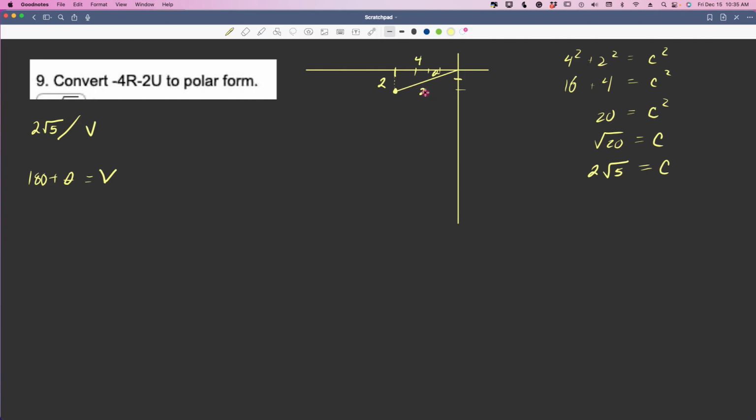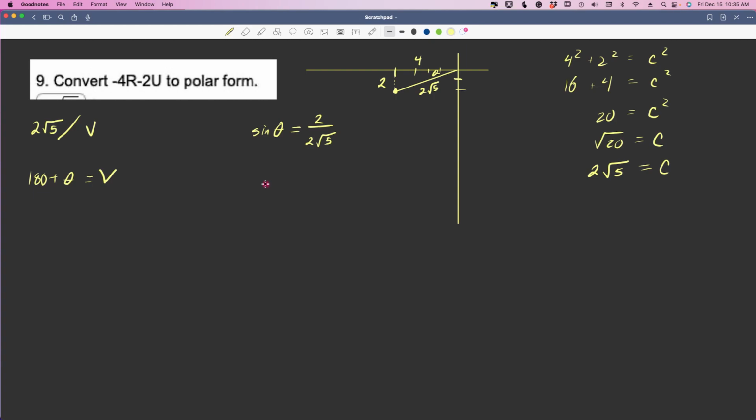So now that we know that this is 2 times the square root of 5, we can put that length in there. And now we can use sine or cosine to find this degree of measure. So I'm going to use sine. Sine is opposite over hypotenuse. So the sine of theta is equal to opposite, which would be 2, over 2 times the square root of 5.